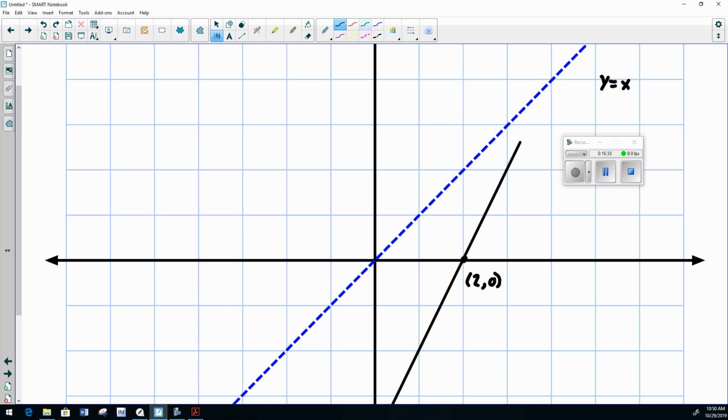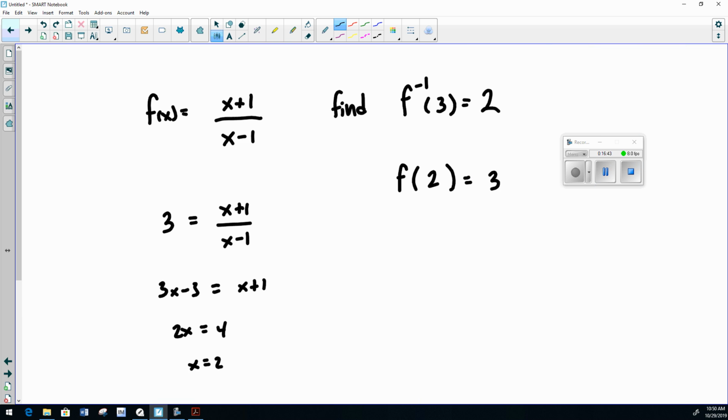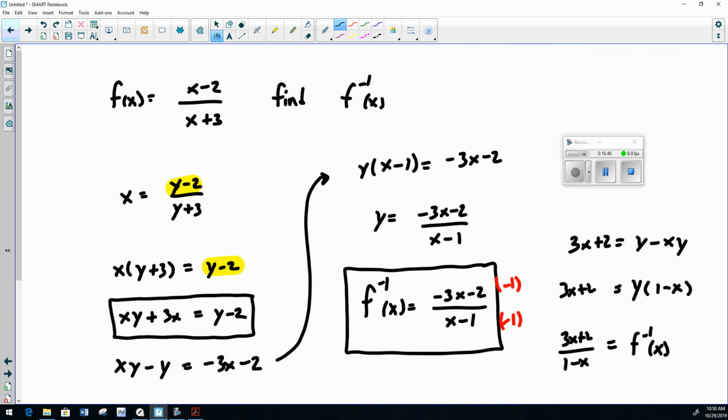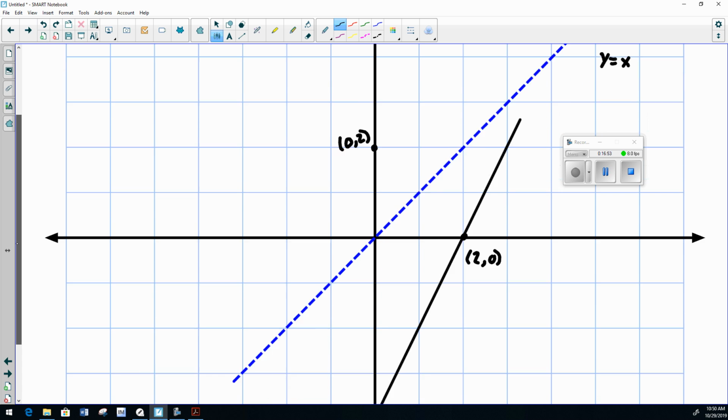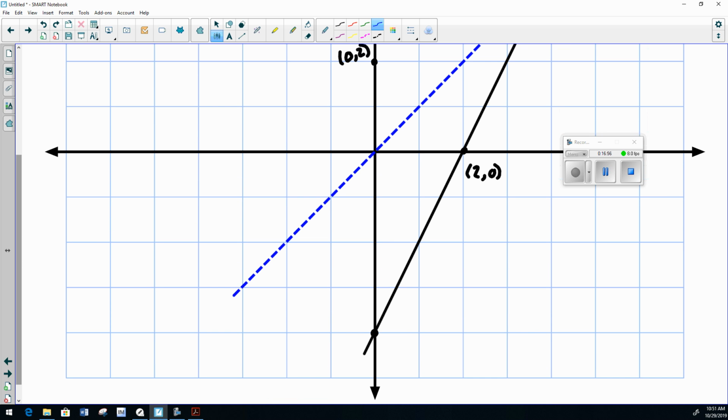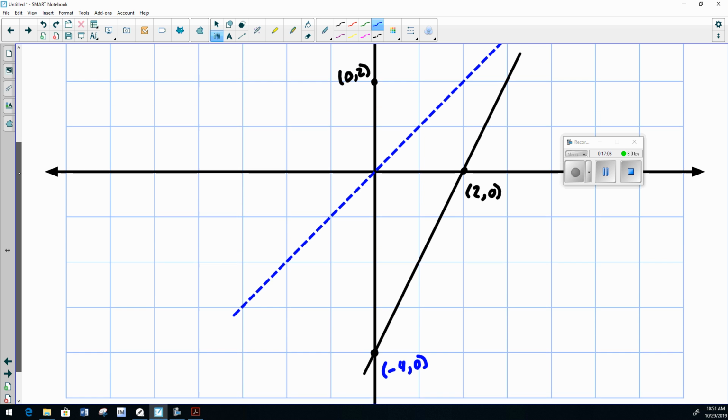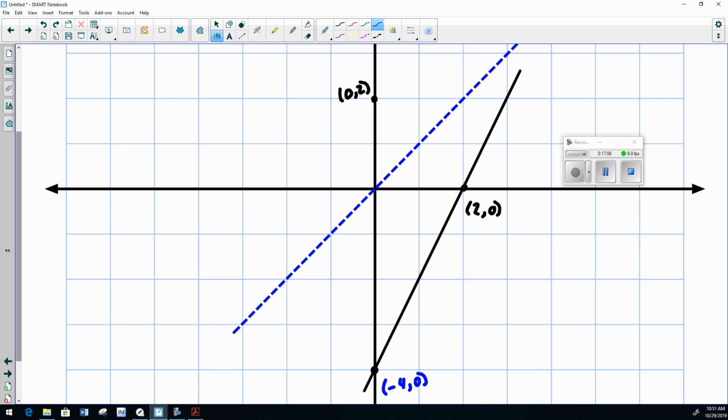Let me take another point. This point on the graph was given as negative 4, 0. So the new point must be what? 0, negative 4. Actually, I think I wrote that one down wrong. This one is 0, negative 4. The new point is negative 4, 0. I'll connect it. I'll make it red. And that's the inverse graph. We switch x and y. Okay, what else on last night's homework?